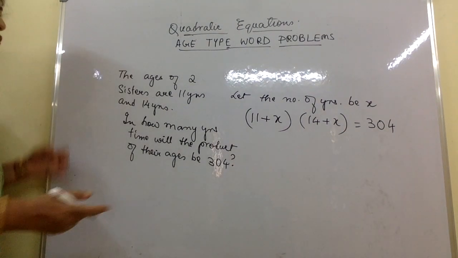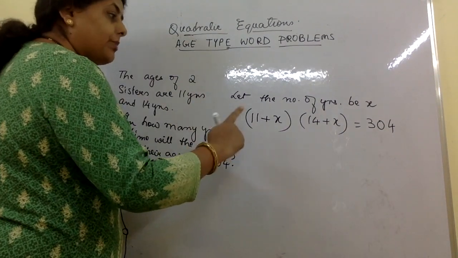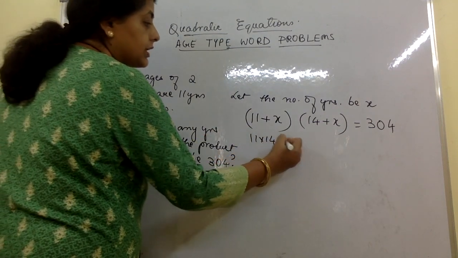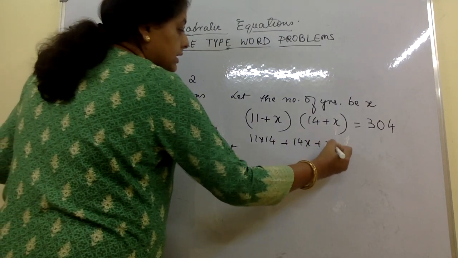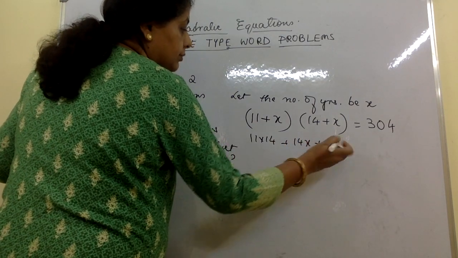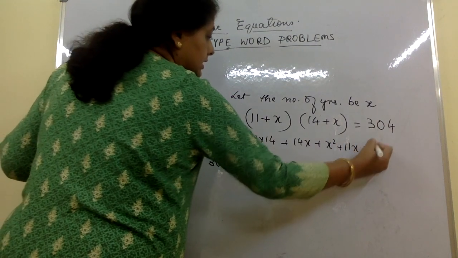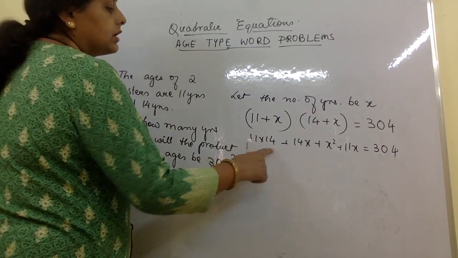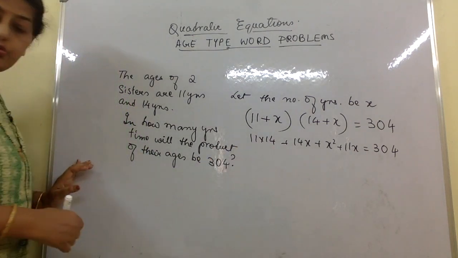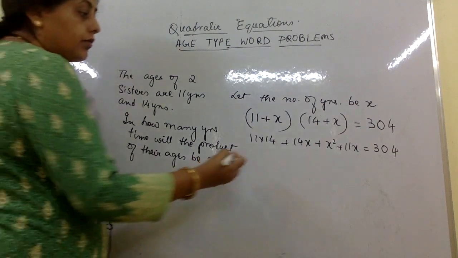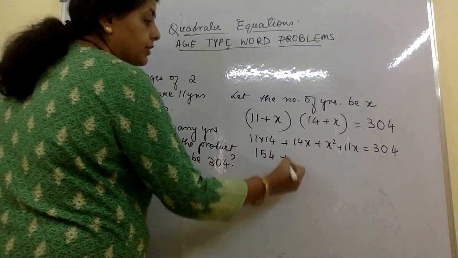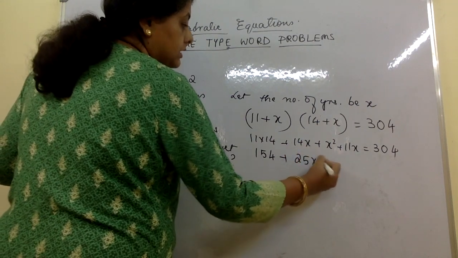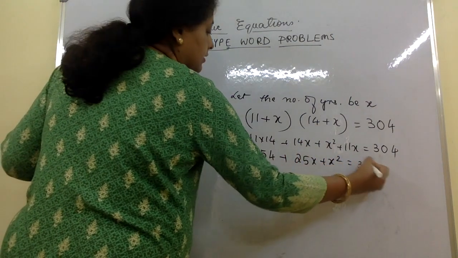Okay, so how do we solve it? We will multiply binomial with binomial. So 11 into 14 plus 14x plus 11x plus x square, that is 304. Okay, so now how much is 14 into 11? 154. Plus 14x plus 11x, that is how much? 25x plus x square, that is 304.